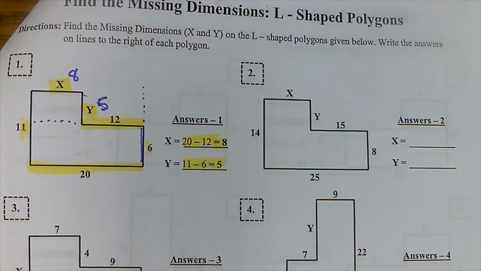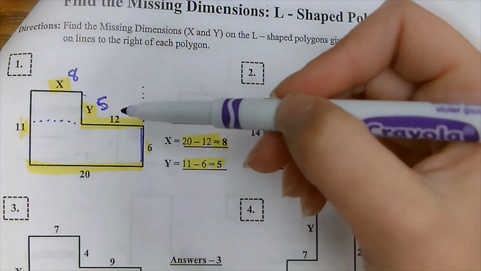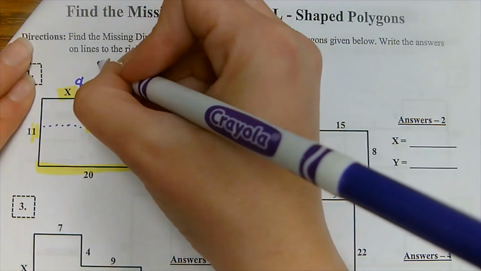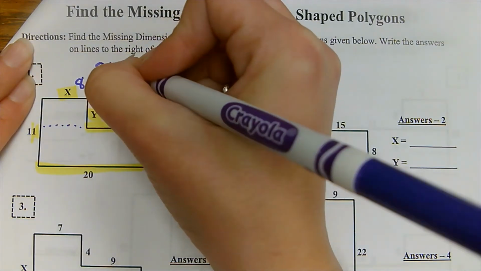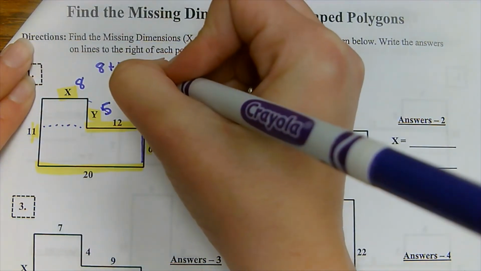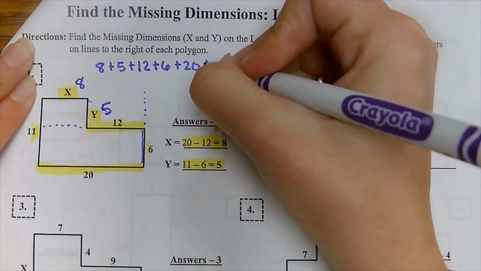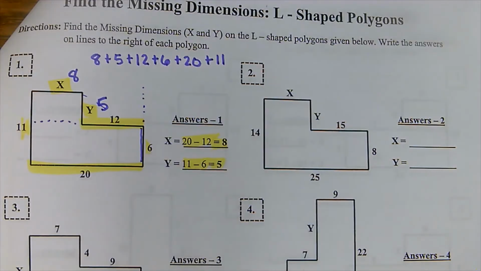Good. Now I'm going to challenge you one more step, to find the area and perimeter of this shape. Let's start with perimeter. Now that I know all sides of this shape, I can add them all up to get to my perimeter. Let's write that down now. I have 8 plus 5 plus 12 plus 6 plus 20 plus 11. Add all of those up, what do you get?